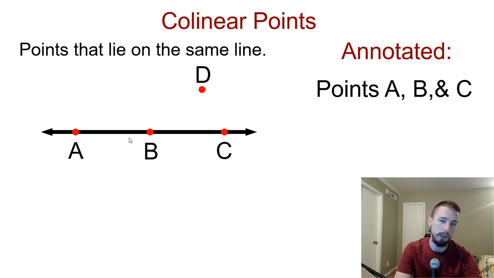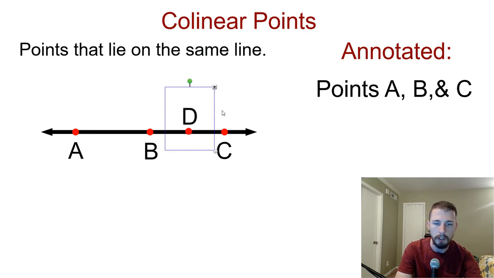So on this one, here we have points A, B, and C as our collinear points because they're all on the same line. D is not collinear with A, B, and C because it's not on the same line. But if I move D so that it was down here, now they would be all four collinear points.